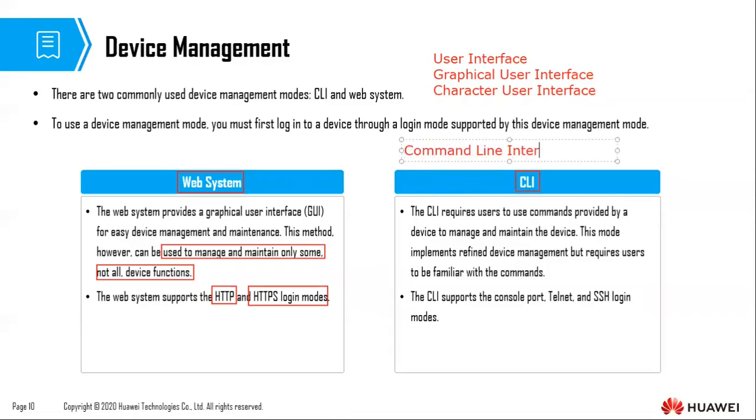Command line interface. The command line interface is a character user interface, and it will enable you to enter commands using text, and you can now configure the device fully. As a network engineer, you're expected to be familiar with these commands. Normally, we connect to the device using a console port, telnet, or SSH login in order to access the command line interface.